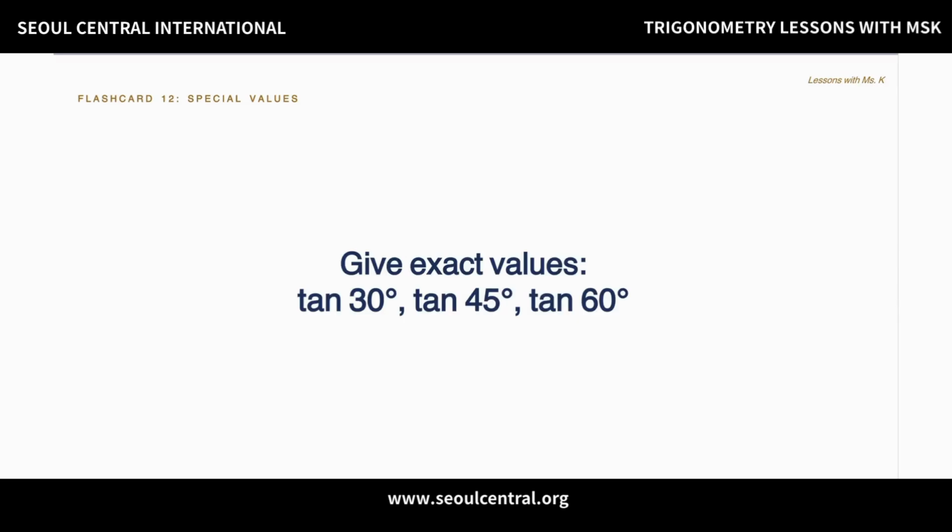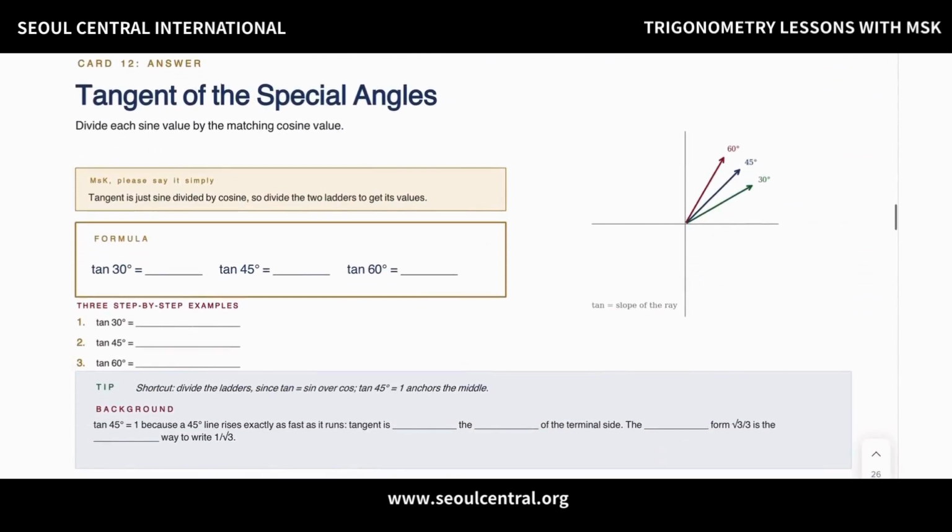Card number 12: give exact values for tangent 30, tangent 45, and tangent 60. So for tangent of the special angles, we're going to divide each sine value by the matching cosine value, y over x. Tangent is just sine divided by cosine. So we divide the two ladders and we can get its value. So tan 30 is square root 3 over 3, tan 45 equals 1, and tan 60 equals square root of 3. Let's work that out just in case someone got lost there.